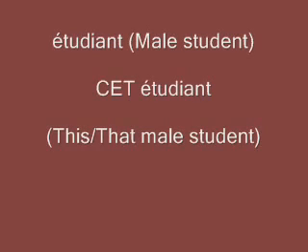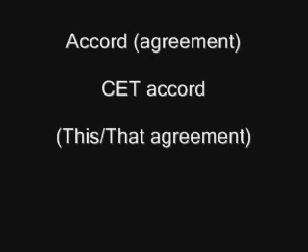Étudiant, student, male student. You will say cet étudiant, which means this or that male student. Or the word accord, an agreement. You will say cet accord, okay? So if the word that you wish to indicate starts with a silent H, is masculine and singular, you use C-E-T, cet. Okay. Now, what if the noun is feminine and singular?